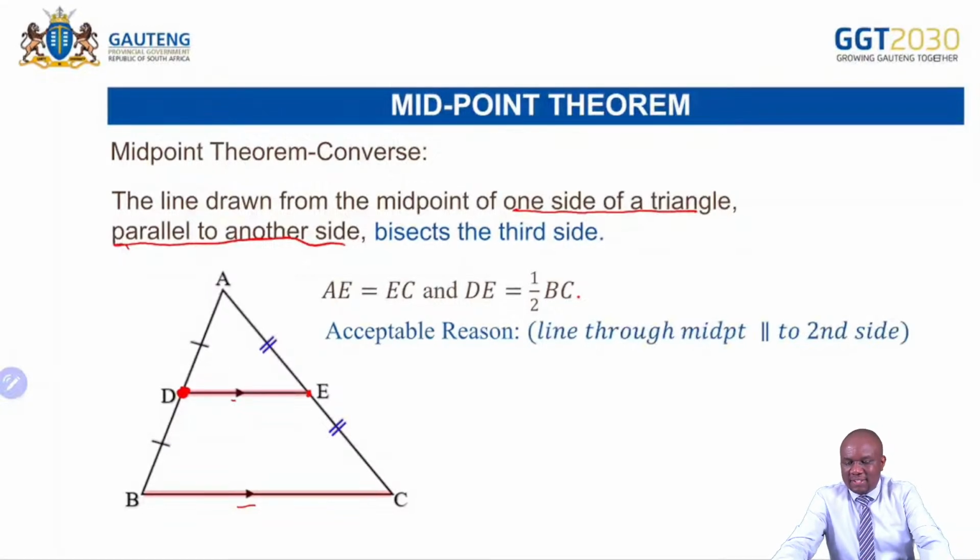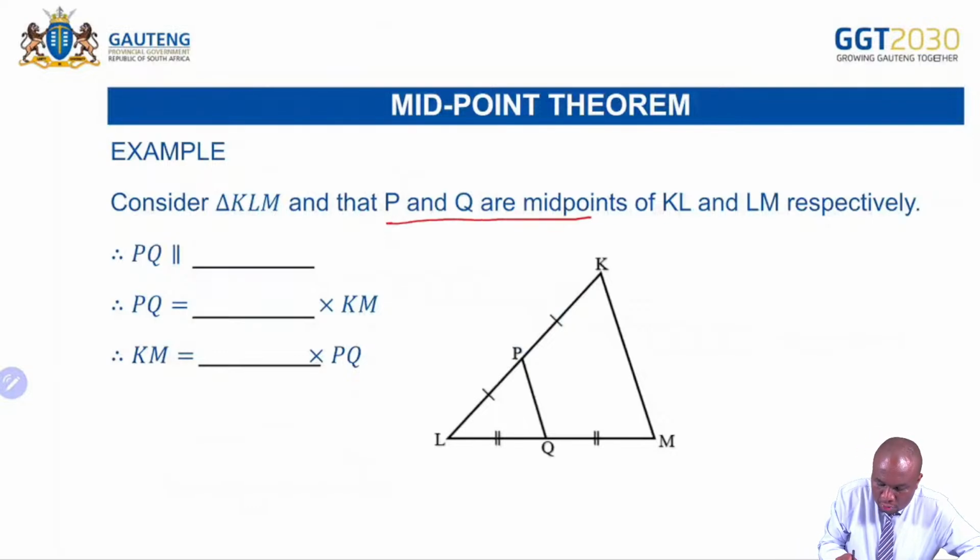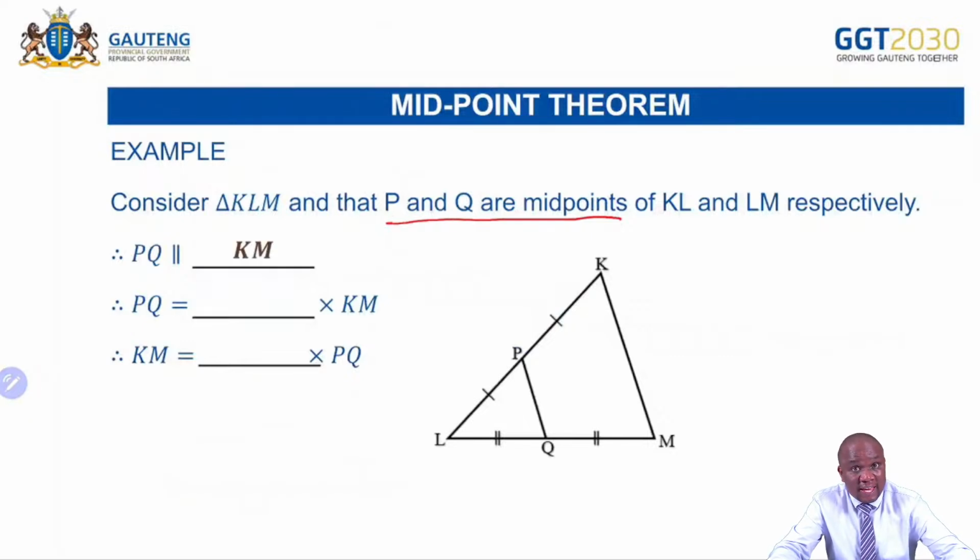Right, welcome back, class. Let's continue with our lesson. Example: consider triangle KLM. Do you see triangle KLM? P and Q are midpoints of KL and LM respectively. So what can you say? PQ is parallel to what? PQ is parallel to KM.